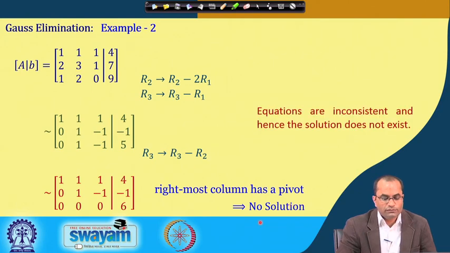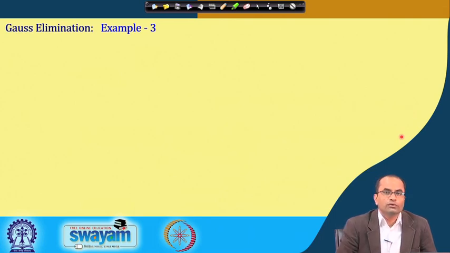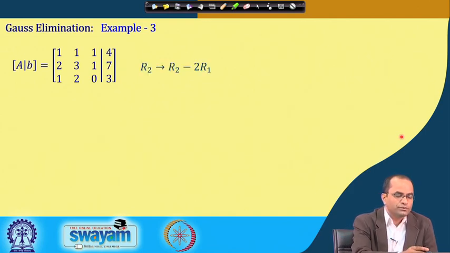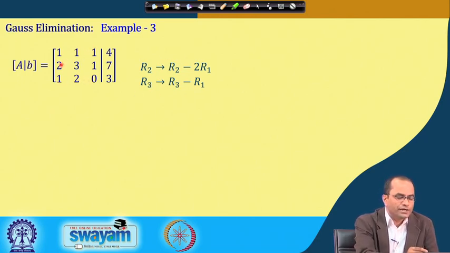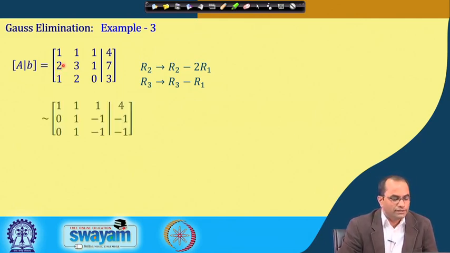Okay, so this is the case of no solution, and the equations are inconsistent, and hence the solution does not exist. Now, we will go to the third example, which is again slightly changed. Here we will be doing the same operations: R2 minus 2R1 and R3 minus R1, because the aim is to eliminate x1 from equation number 2 and equation number 3. By doing so we got this.